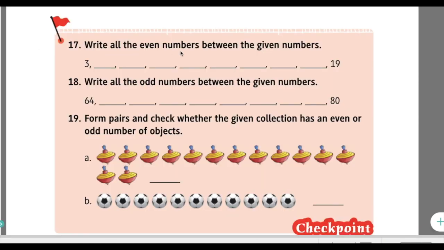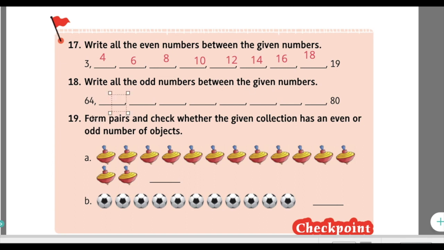Write all the even numbers between the given numbers. So they have given 3 and 19. In between 3 and 19 you have to write the even numbers. 4, 6, 8, 10, 12, 14, 16, then we have 18.